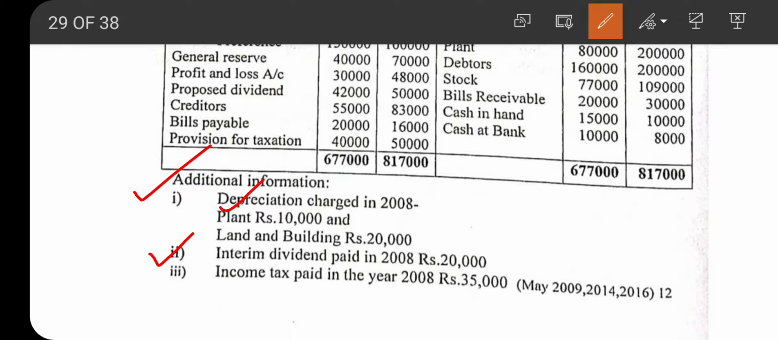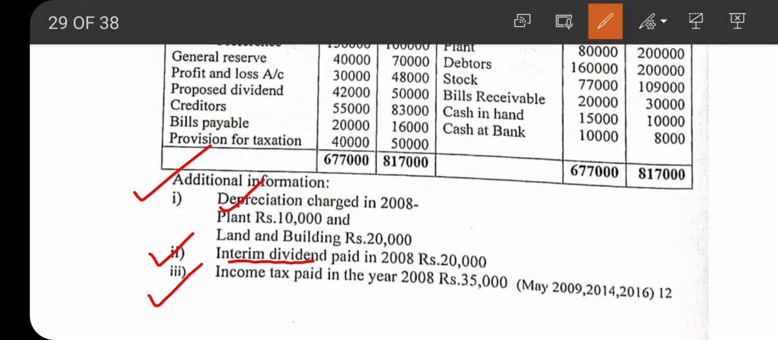Then interim dividend paid in 2008, rupees 20,000. So interim dividend paid is a non-operating expense. So we need to add it to the closing balance of profit and loss account, and once again it will come in the cash flow statement.